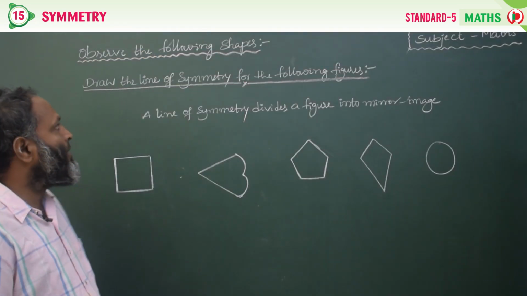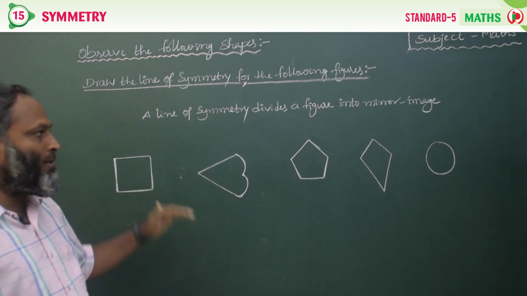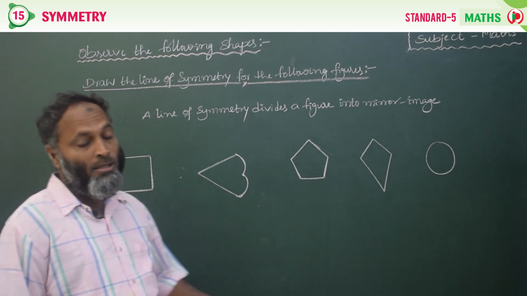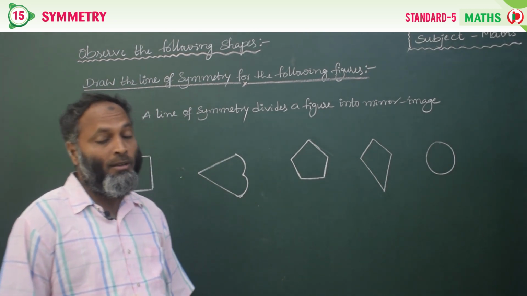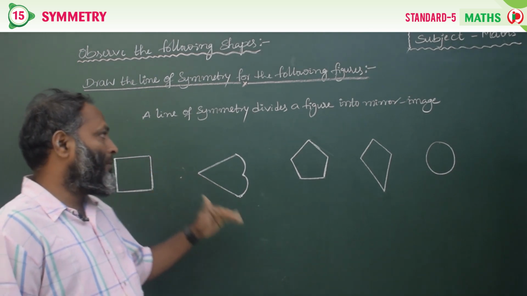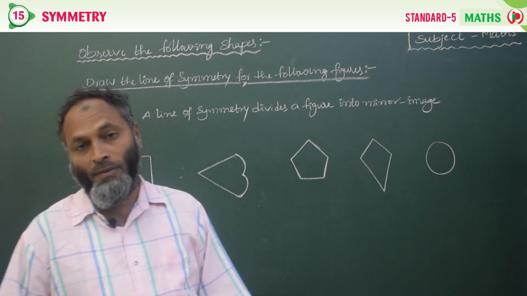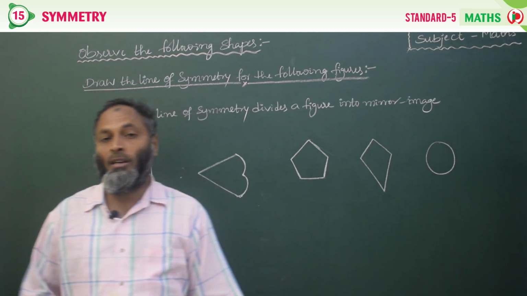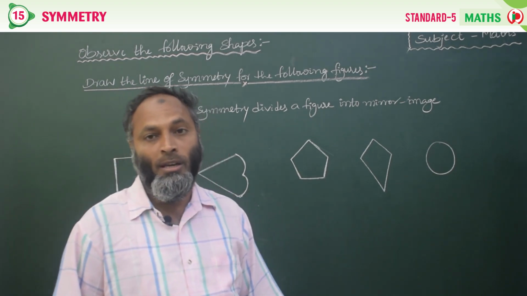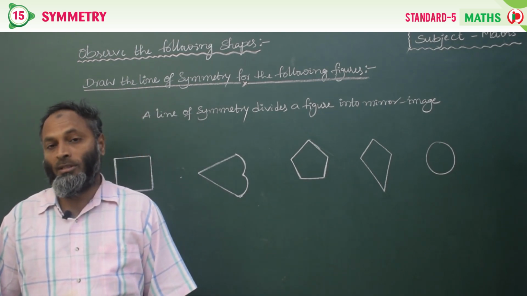So now students, next concept, observe the following shapes. Some shapes are given. First you observe the following shapes. Draw line of symmetry for the following. So what is meant by line of symmetry? See here, a line of symmetry divides a figure into mirror images. So when we draw a line of symmetry, it divides the given figure into mirror images, and also it divides it into two identical shapes.